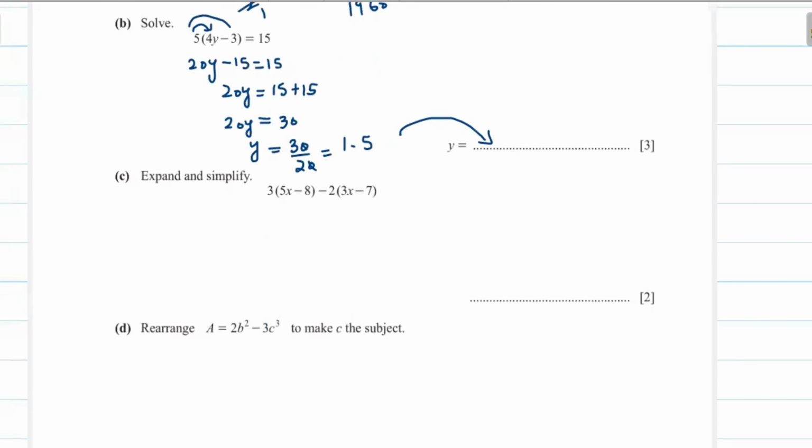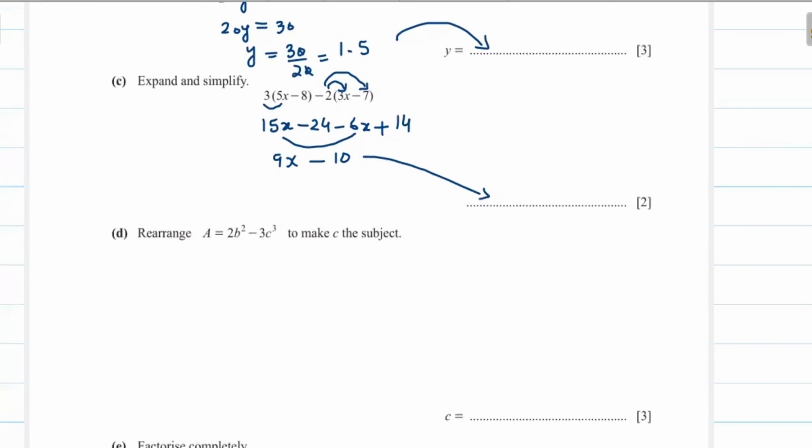Next is part C. Expand and simplify. Firstly, we expand the first expression. We multiply 3 into 5x, we get 15x. Next, we multiply 3 into -8, we get -24. Minus 2 multiplied by 3x, we get -6x. Next is -2 multiplied by -7, we get plus 14. Now we add the like terms: 15x minus 6x will be equal to 9x. Minus 24 plus 14 will be equal to -10. And this is the answer.